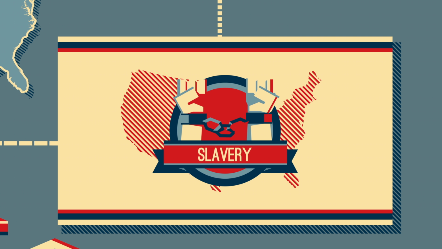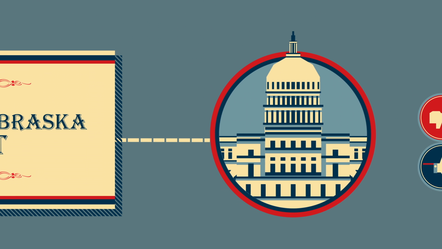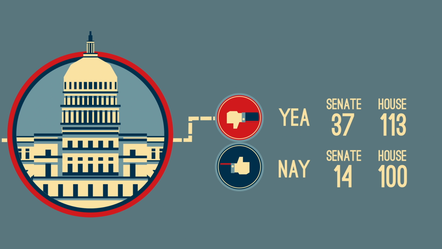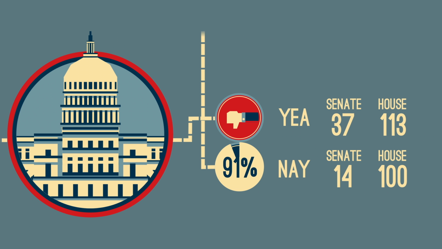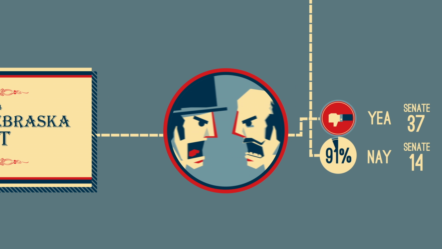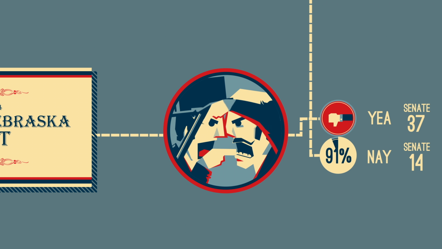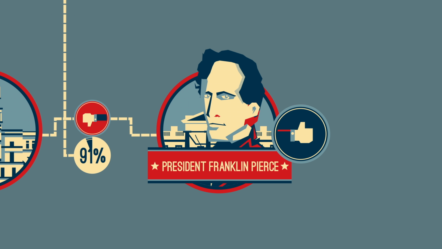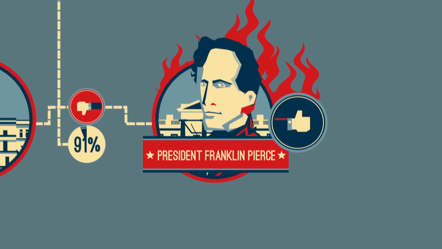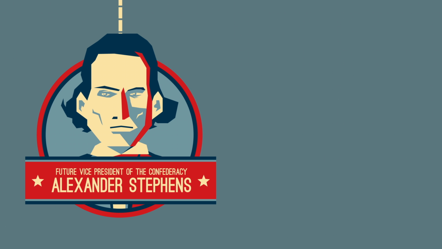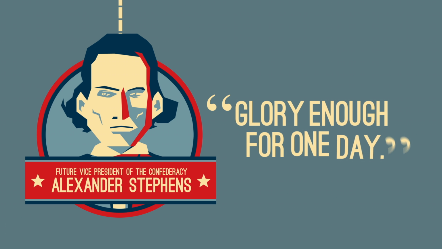Congress was able to pass the Kansas-Nebraska Act, but at the huge cost of bitterly dividing the nation, with 91% of the opposition coming from Northerners. In the House of Representatives, politicians traded insults and brandished weapons until a sergeant-at-arms restored order. President Pierce signed the bill into law amidst a storm of protest, while Georgia's Alexander Stephens, future Confederate vice president, hailed the act's passage as glory enough for one day.